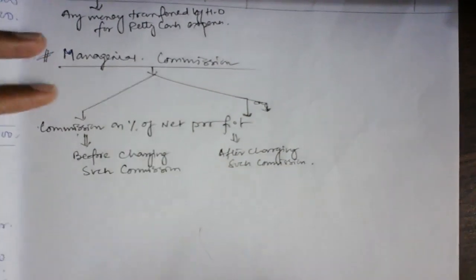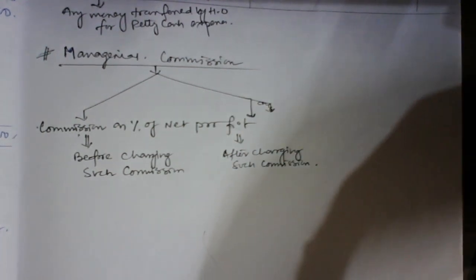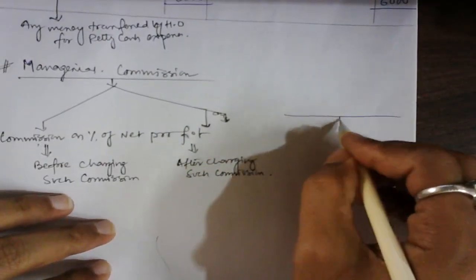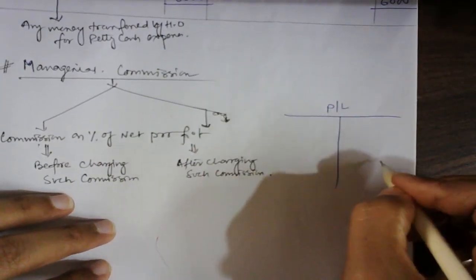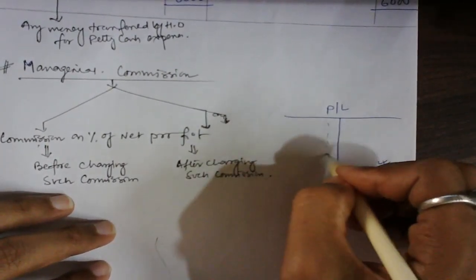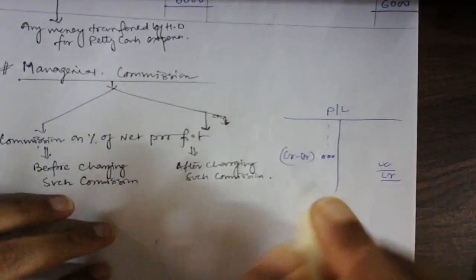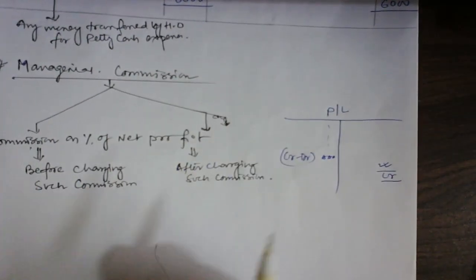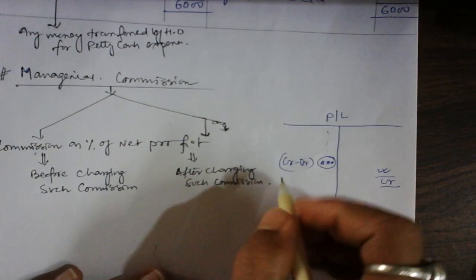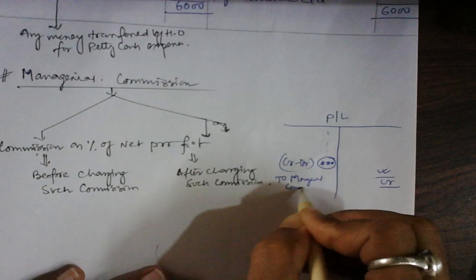So we have these two. One is before charging such commission and another is after charging such commission. So these points are very relevant. It is quite easy when you are going to prepare the profit and loss account. Add all the credit balances and then minus all the debit balances. Now you can do credit minus debit, then you are going to get some balance. But remember, before charging commission, whatever balance you get is the base for managerial commission. Sorry, not remuneration, commission.